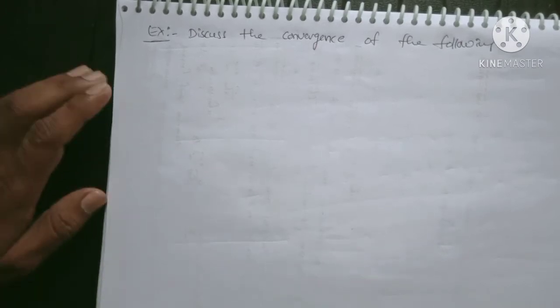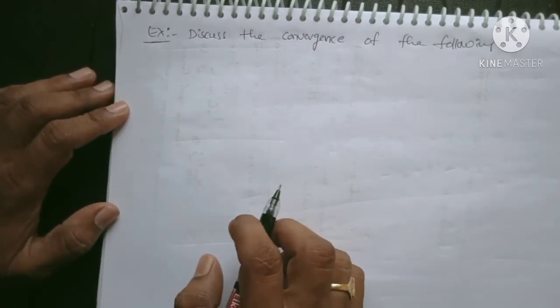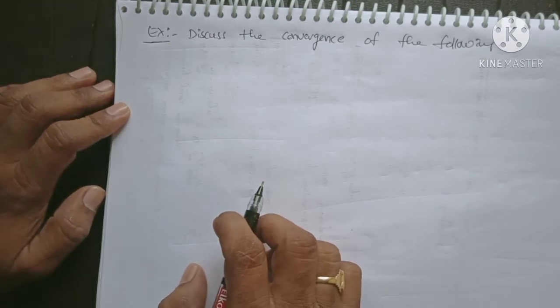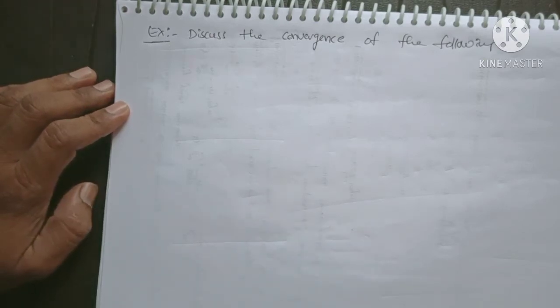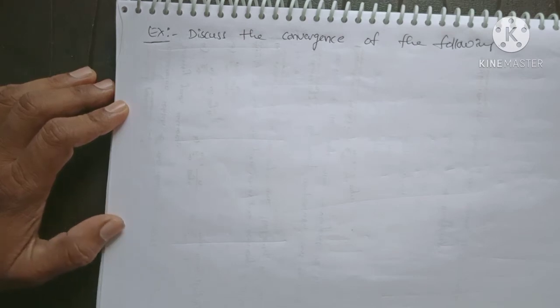Discuss the convergence of the following series. Now I am giving some examples for whether the given series is convergent or divergent. Already in the sequence chapter we proved whether the given series is convergent or divergent by finding the limit of a sequence.